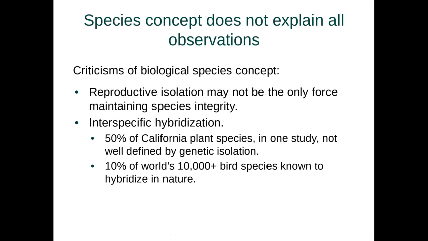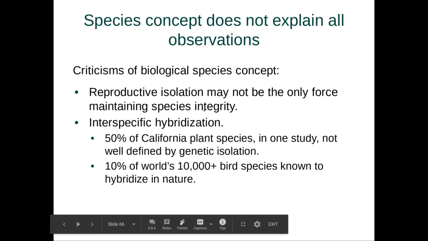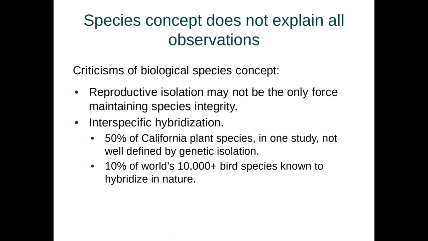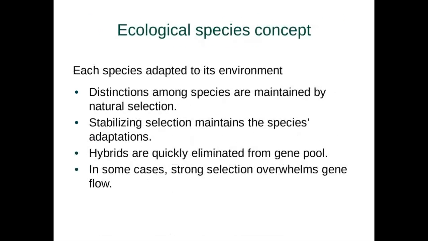So even though they were distinct species, a lot of them could produce hybrids between them. So not a great reinforcement of the biological species concept. In addition, 10% of the 10,000 plus species of birds are actually known to hybridize in nature. So it's not perfect, and clearly there's something wrong with it.